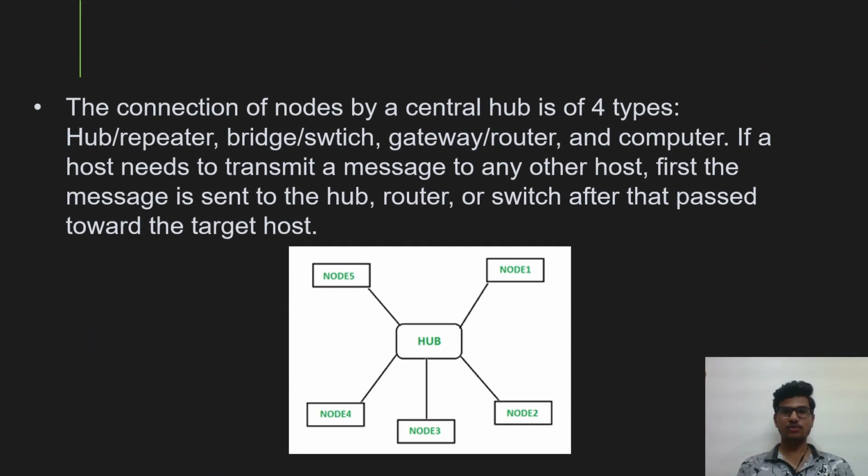The connection of nodes by a central hub is of four types: hub repeater, bridge switch, gateway router, and a computer. If a host needs to transmit a message to any other host, first the message is sent to the hub, router, or switch. After that, it is passed over to the target host. Here is a diagram which has four nodes and a central hub through which information passes.